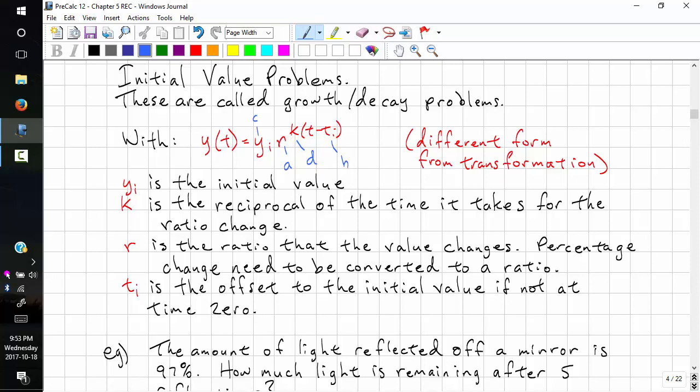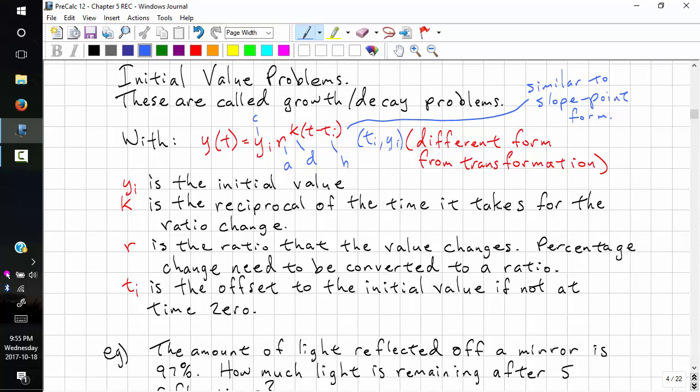And what we're doing here is this is similar to slope point form. If we know a and d, all we need is one point, which is (h, c), or (ti, yi), to set our function. So the a and the d are kind of like our slope, and then our (ti, yi) is our point.